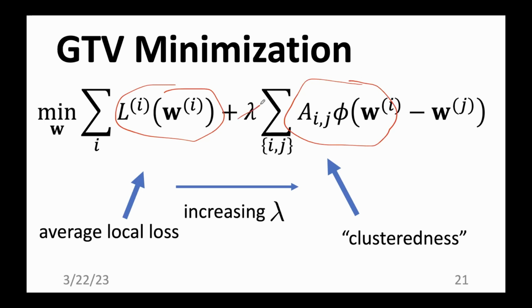And we also include in this design principle a tunable regularization parameter. The effect of increasing this regularization parameter is to favor solutions which make this total variation term small. And this total variation term is small if the weight vectors are constant over well-connected nodes, which means they should be clustered.